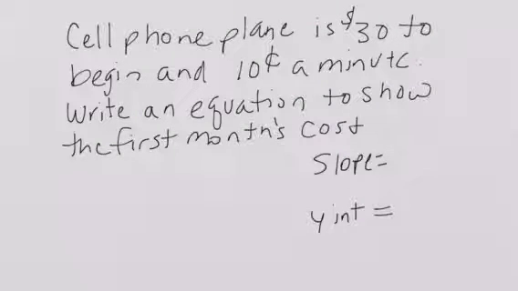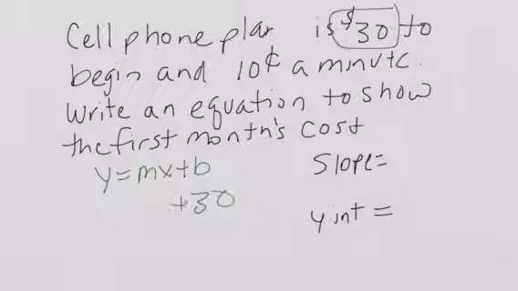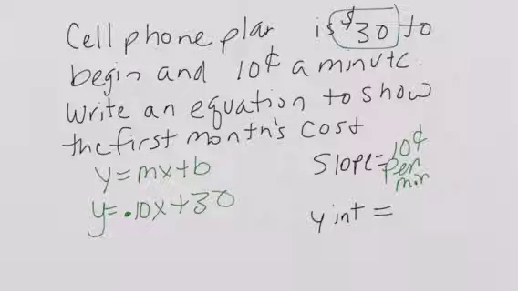Now, here we have our y equals mx plus b, and we're looking for our per number, and we're looking for our one-time fee. The cell phone plan is $30 to begin and 10 cents a minute. Write the equation. So the $30 is our one-time fee, and 10 cents per minute is going to be our slope. So our slope represents the 10 cents per minute. Make sure you use the word per in describing it. And the y-intercept is our $30 one-time fee.